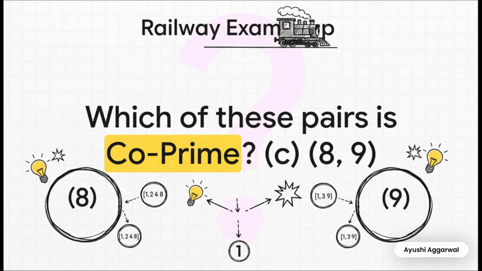Okay, get ready for a classic railway exam trap. Which of these pairs is coprime? Now, a lot of students will look at option C, 8 and 9, and they'll think, wait, 8 is composite and 9 is composite, so no way they can be coprime. And that right there is the most common mistake. You have to ignore whether they're prime or composite and just ask, what's their HCF? The factors of 8 are 1, 2, 4, 8. Factors of 9 are 1, 3, 9. Their highest common factor is just 1. So yes, 8 and 9 is the correct answer.